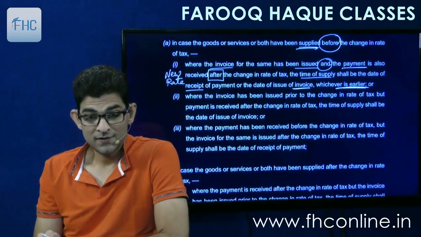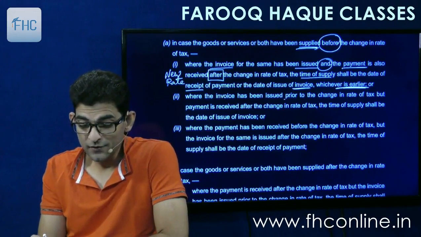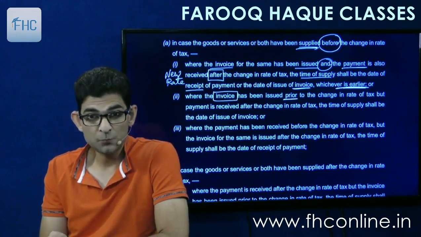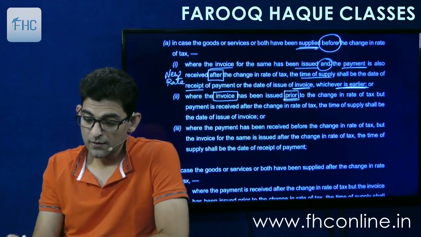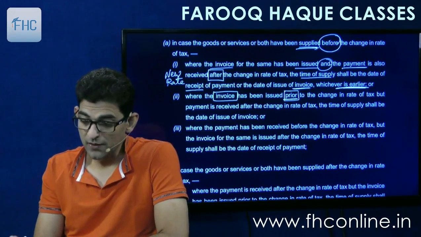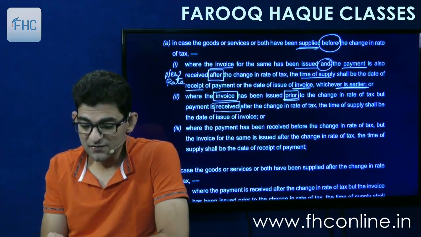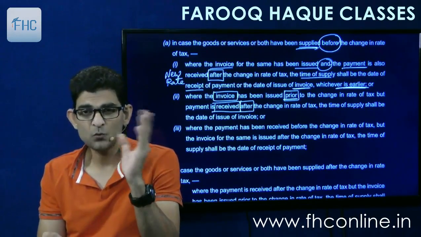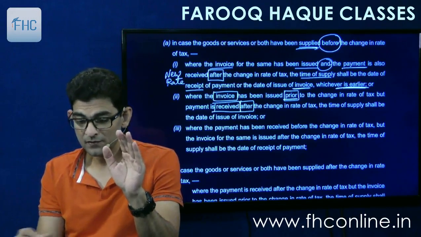Second point. Where the invoice has been issued prior to the change in rate of tax, but payment is received after. So receipt is after. So one is before, one is after. Invoice is before, but receipt is after the change.